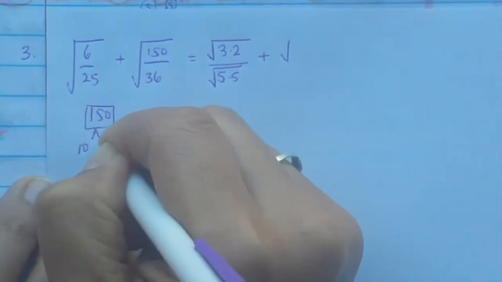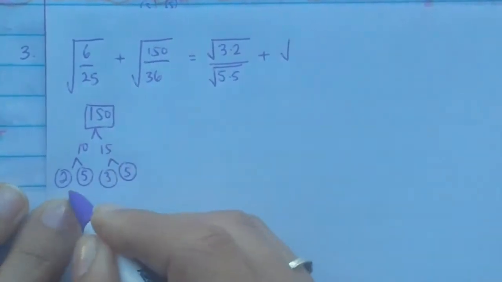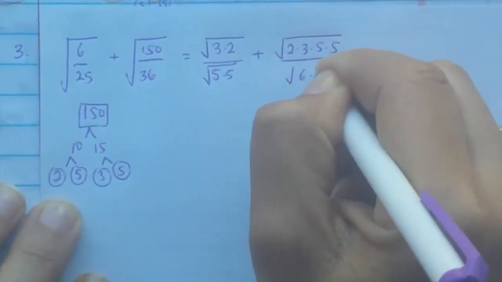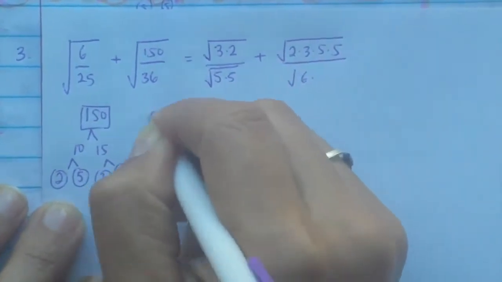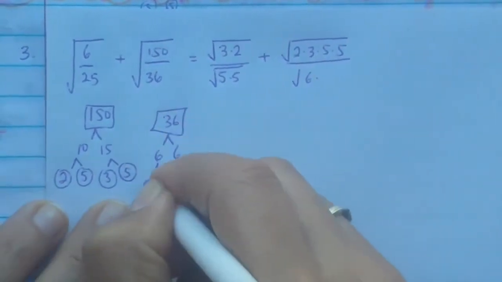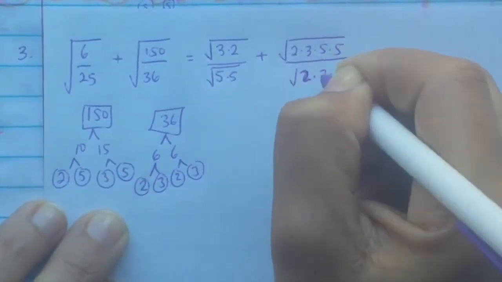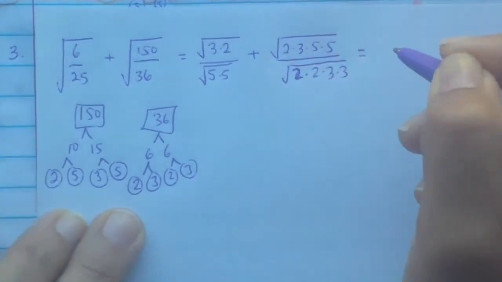150 breaks into 10 and 15, which breaks into 2 and 5, 3 and 5. So we're going to replace that with, in order, 2, 3, 5, 5. Break the 36 into 6 times 6, which breaks down into 3 times 2, 3 times 2. And I'm just going to put them in order. So it's going to be 2 times 2 times 3 times 3. And we are going to take books out.